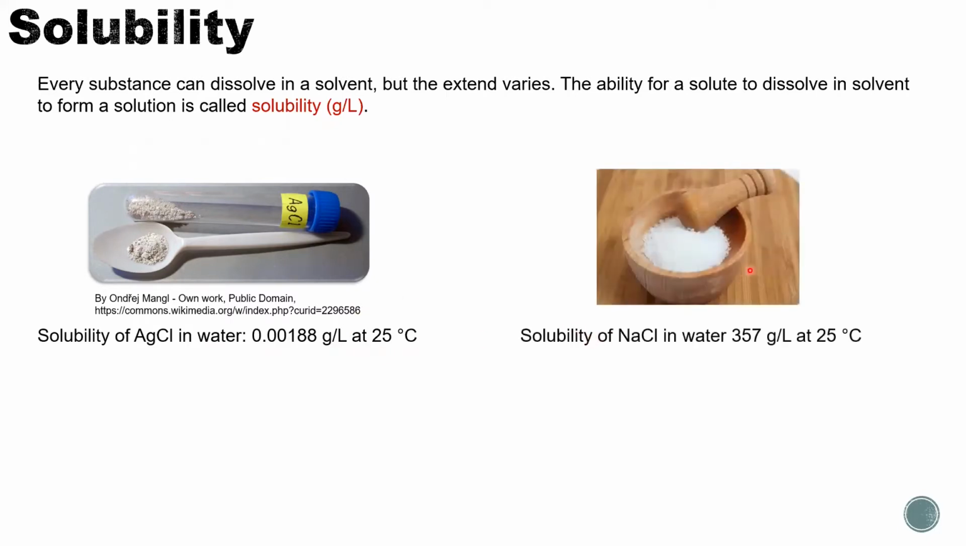And for our good friend salt, sodium chloride, the solubility of sodium chloride in water is 357 grams per liter at 25 degrees Celsius. So if you compare these two, both of them can dissolve, but the extent varies. Since the solubility of silver chloride is so small, it's 6 orders of magnitude smaller than sodium chloride, we say silver chloride is an insoluble compound in water. Instead, sodium chloride is a soluble compound.